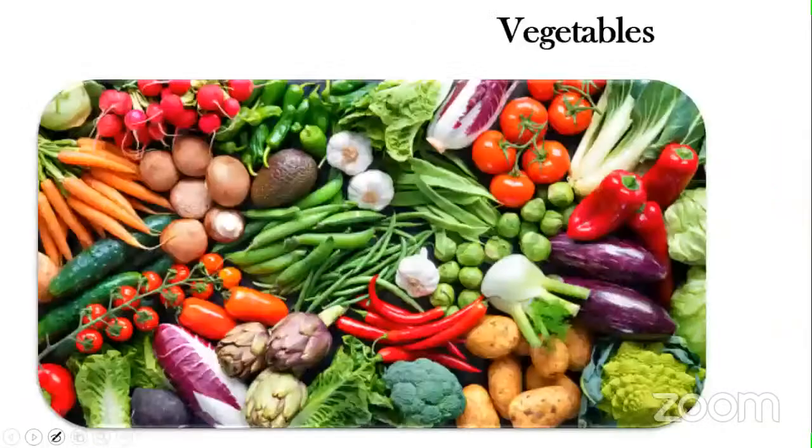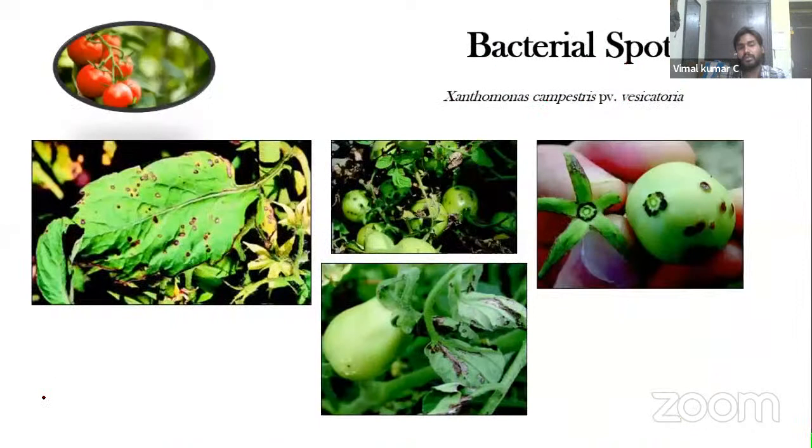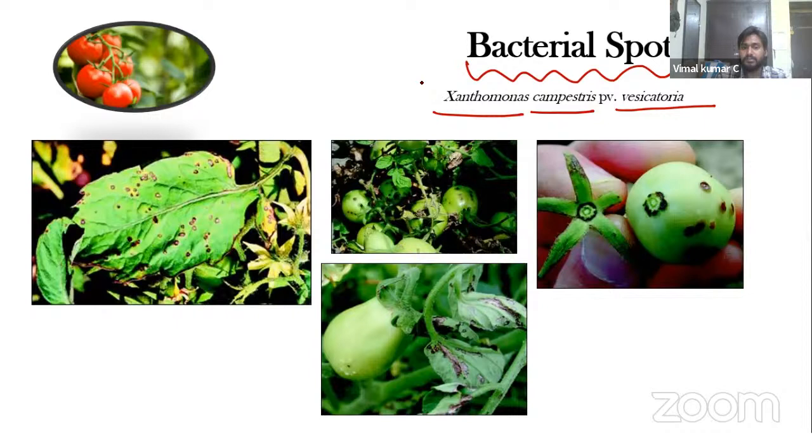Okay, coming to vegetable diseases. I will be dealing with the major crops, because as you know there are so many vegetables. I will be dealing with them from your exam point of view. The first one is tomato. Here you can see the bacterial spot, which is caused by Xanthomonas campestris pv. vesicatoria. This is the most important disease, even with respect to export.